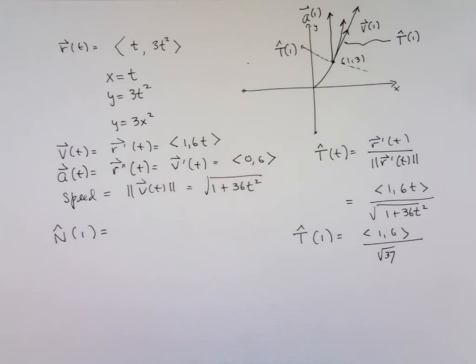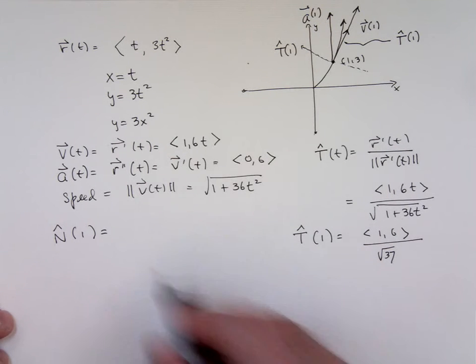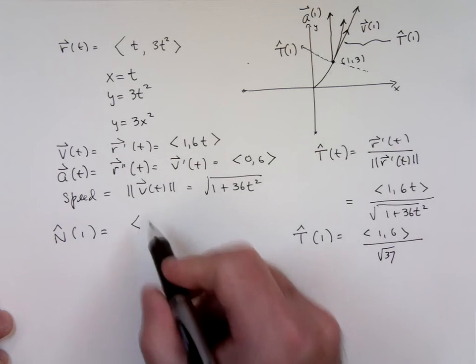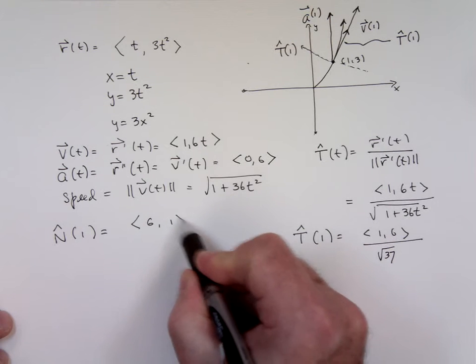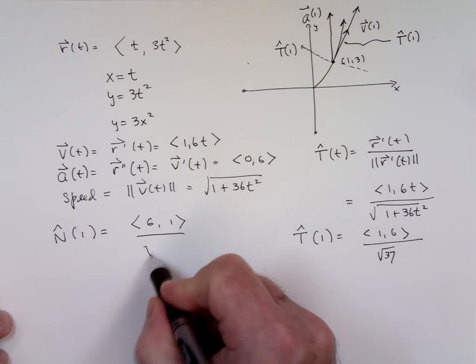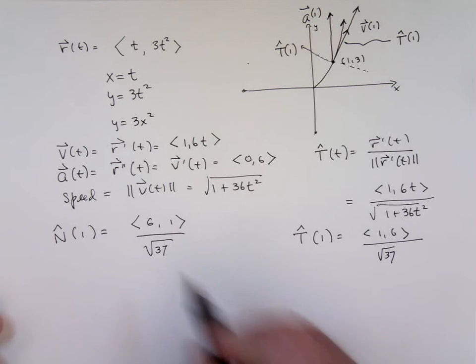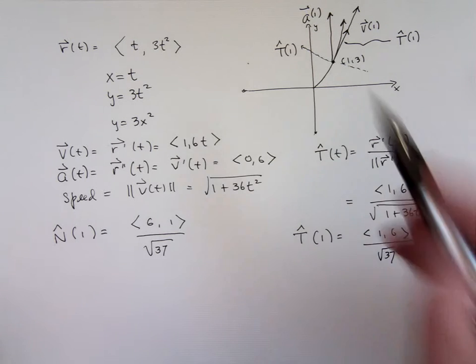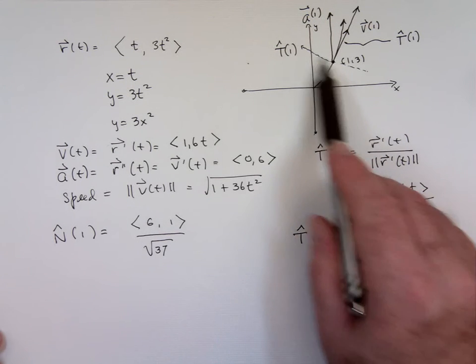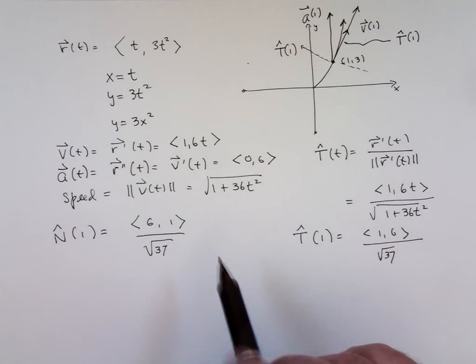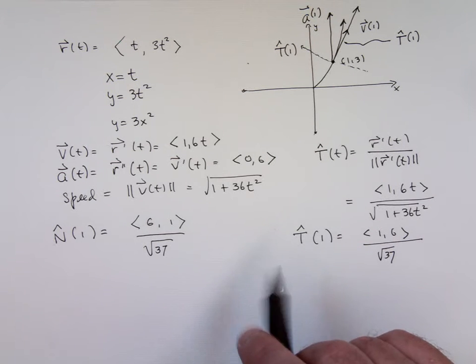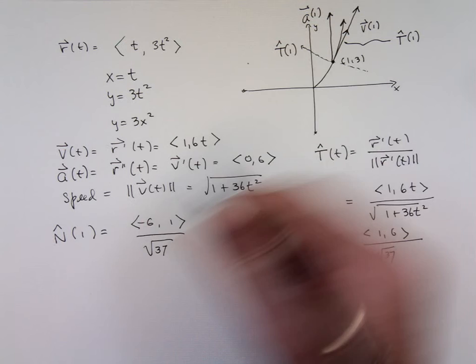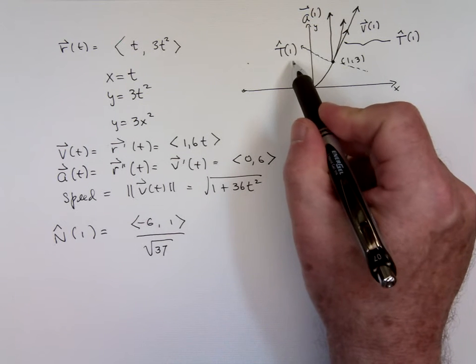And the way to get that principal unit normal vector is to take the unit tangent vector, swap the two x's and y's, and take the opposite of one of them. Okay? Which one? We want the opposite of one of them, the one that gives us this vector. And which one will that be? That would be the 6. That's exactly right. Because the x component goes to the left, the y component, it's perfect.